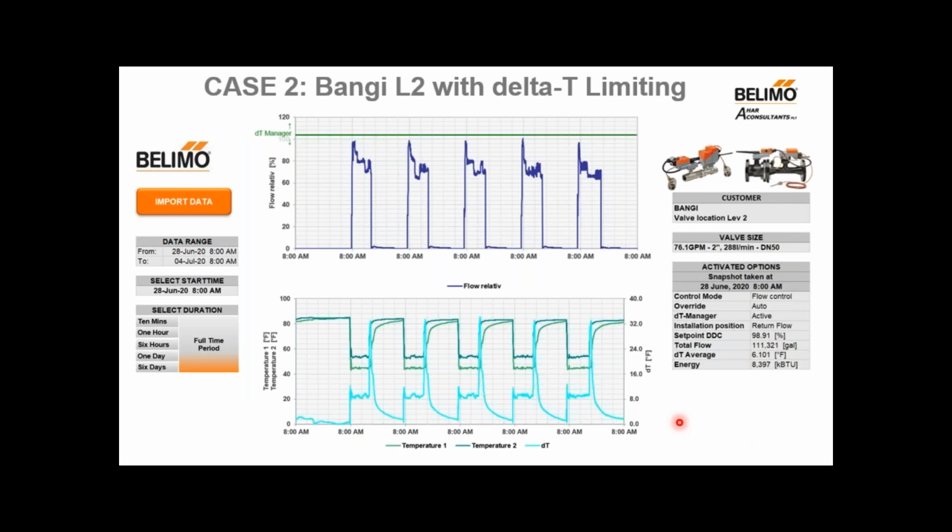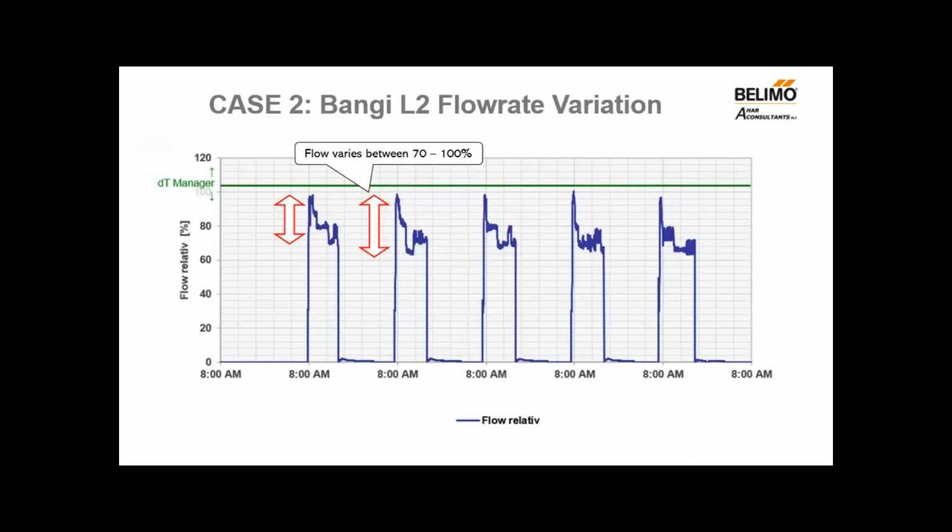Okay, this is another case of an AHU located at level 2. This is further away from the plant. Again, it's the same thing. The actual load of the air handler is between 70 to 100%. 100% early in the morning, it starts to come down in the afternoon. You can also see a dip during lunchtime.